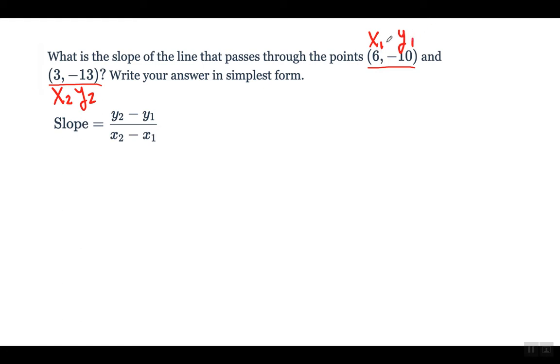Another mistake that students make is they'll put x1, x2 and y1, y2. No. Look at how I wrote it. Make sure not to mess that up, because if you mess that up, the whole thing's going to be wrong.